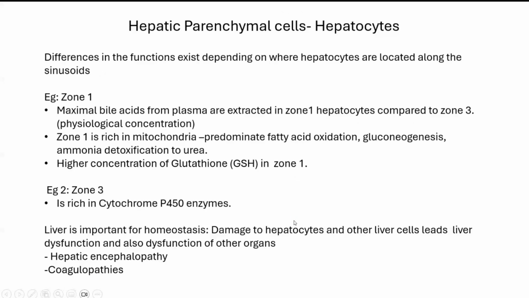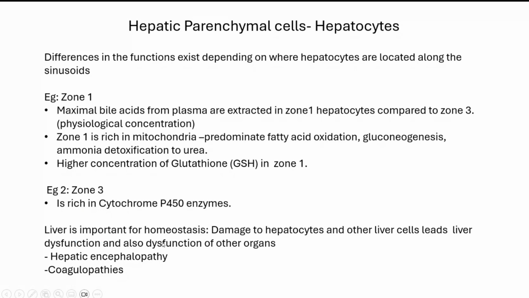So there are differences in functions that exist depending on where the hepatocytes are located along the sinusoids. In zone 1, maximal bile acids from plasma are extracted compared to zone 3. That is physiological concentration. Zone 1 is also rich in mitochondria. They predominate in fatty acid oxidation, gluconeogenesis, and ammonia detoxification to urea. A higher concentration of glutathione, that is GSH, is there in zone 1. Whereas zone 3 is rich in cytochrome P450 enzymes.